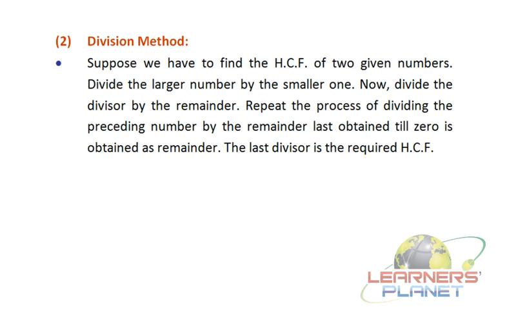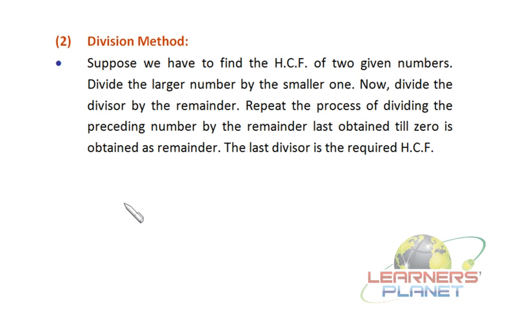Now let's see the division method, the other method to find out the HCF of two or more numbers. Suppose we have to find the HCF of two given numbers. Divide the larger number by the smaller one. Now divide the divisor by the remainder. Repeat the process of dividing the preceding divisor by the last obtained remainder till 0 is obtained as remainder. Now the last divisor is the required HCF.